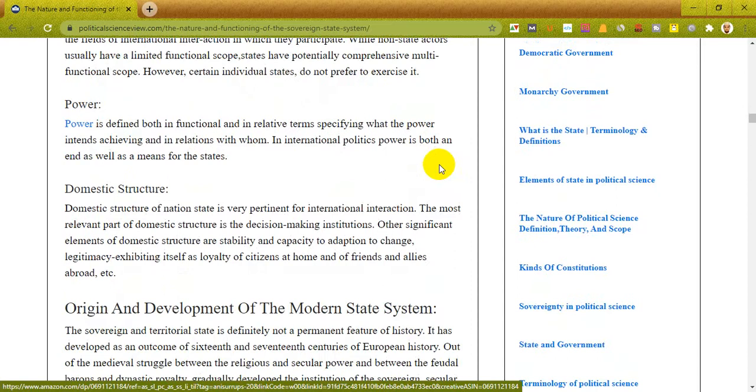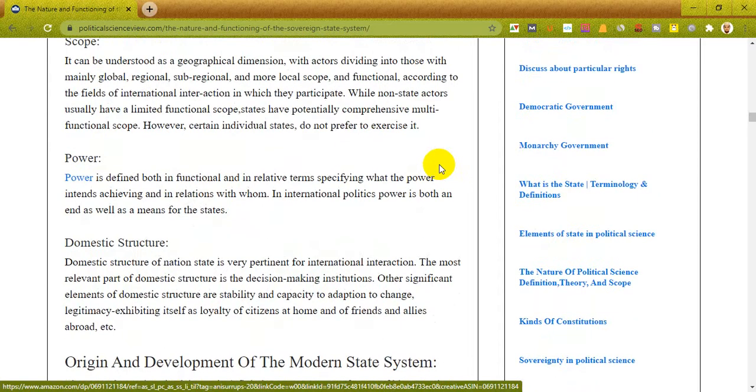Power. Power is defined both in functional and in relative terms, specifying what the power intends achieving and in relations with whom. In international politics, power is both an end as well as a means for the states. Domestic structure. Domestic structure of the nation-state is very pertinent for international interaction. The most relevant part of domestic structure is the decision-making institutions. Other significant elements of domestic structure are stability and capacity to adapt to change, legitimacy exhibiting itself as loyalty of citizens at home and of friends and allies abroad, etc.